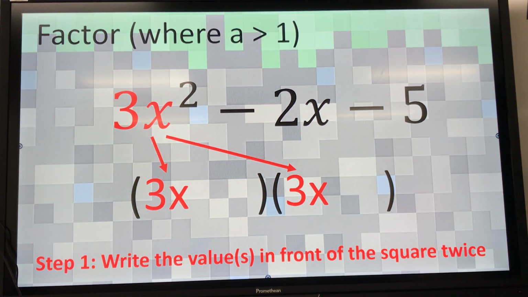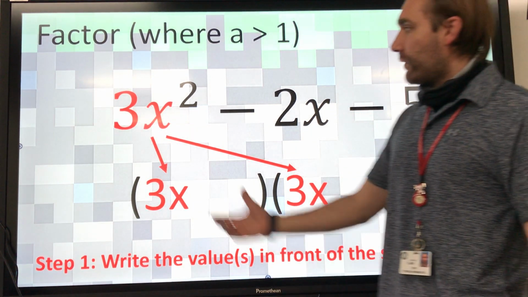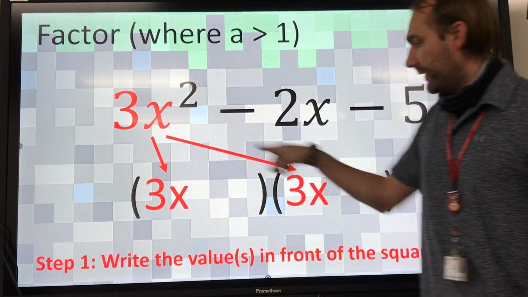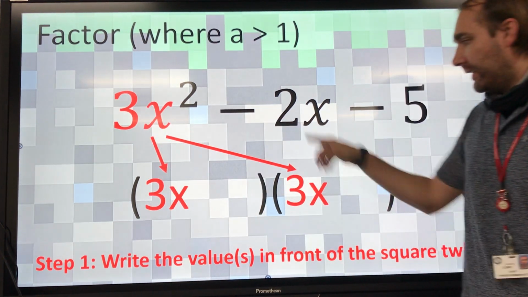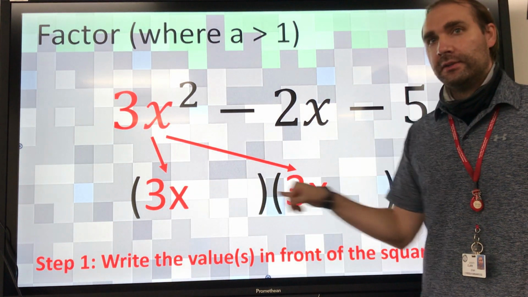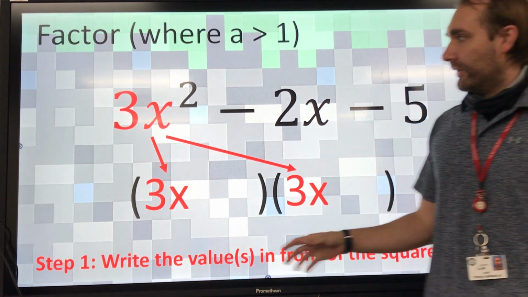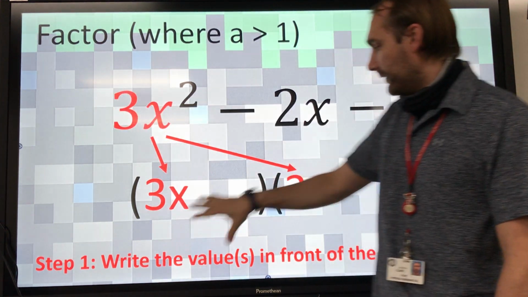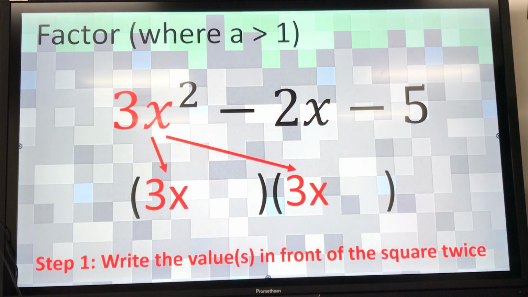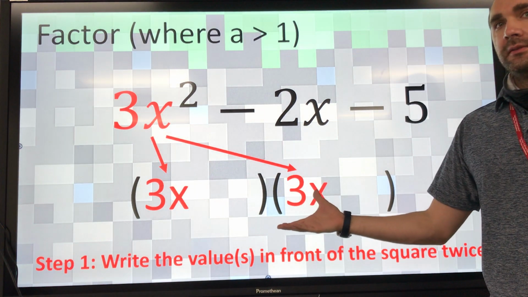Just like yesterday, first thing you need to do is write what's in front of the square twice. Notice I wrote a 3x and a 3x. Did I add the square here? No. So just anything in front of the square, write it. I wrote 3x twice. Again, this is called the no-fuss method. It's my preferred method of showing you how to factor because everybody can know how to write something twice. First step's pretty easy.